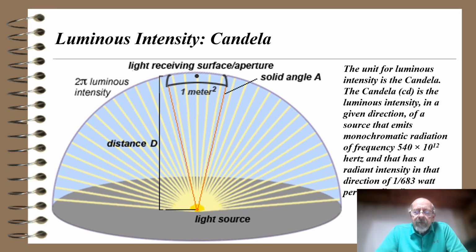The candela is the luminous intensity in a given direction of a source that emits monochromatic radiation of a frequency of 540 times 10 to the 12th hertz, and that has a radiant intensity in that direction of 1/683 watts per, I think, steradian. And that 1/683 watts, I think, is what the intensity of a candle is.